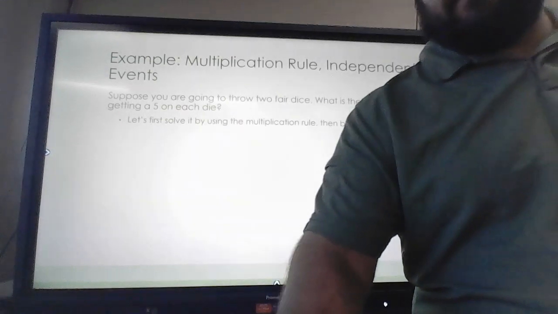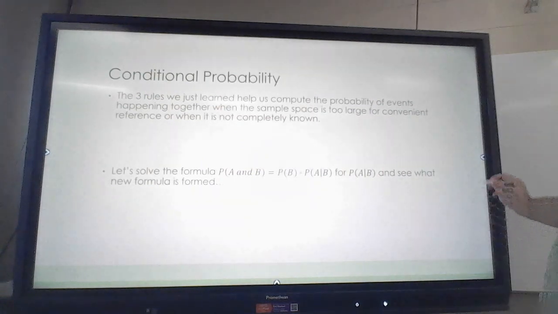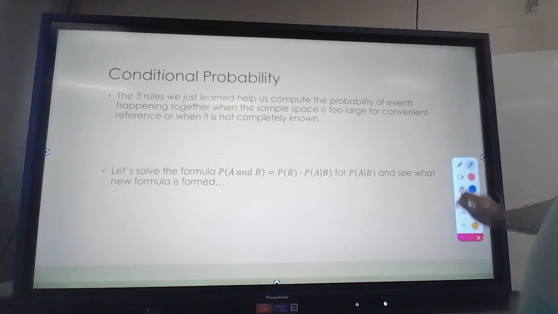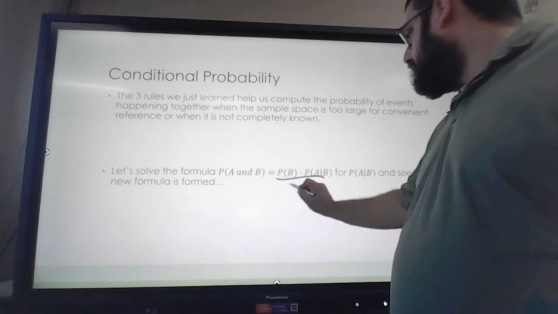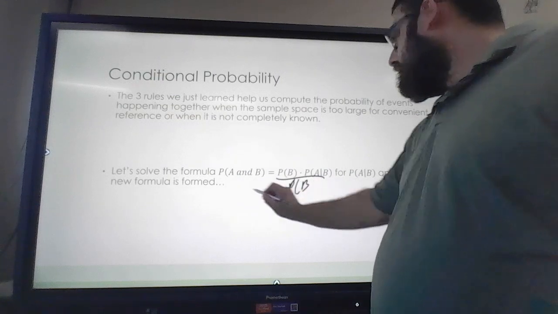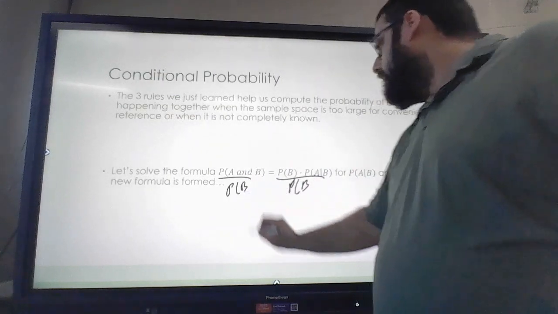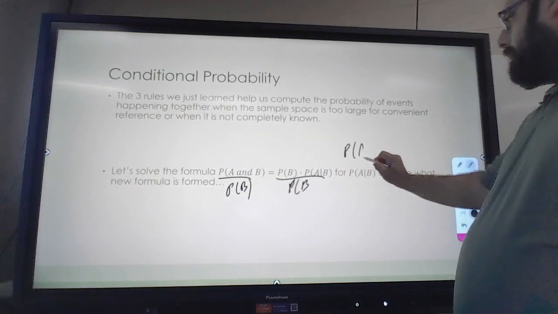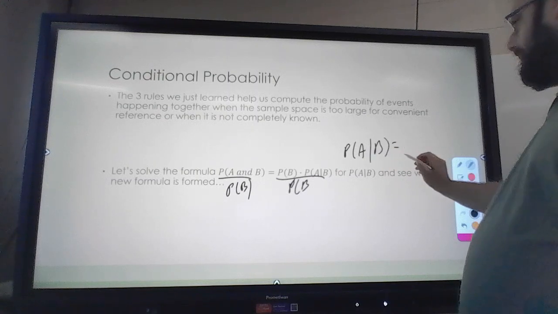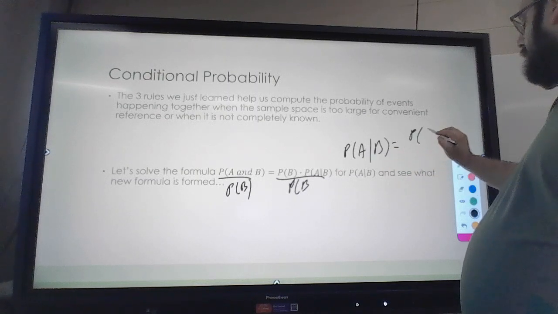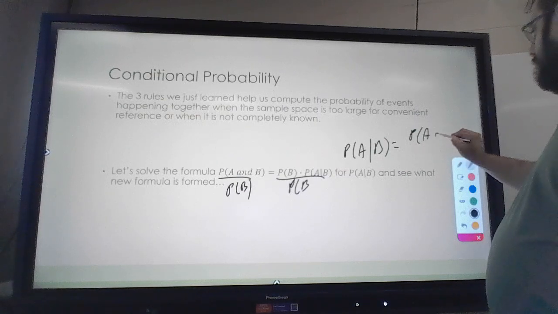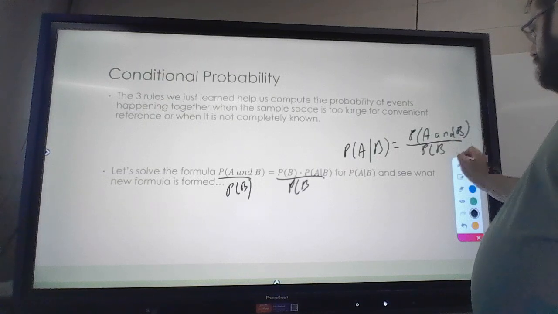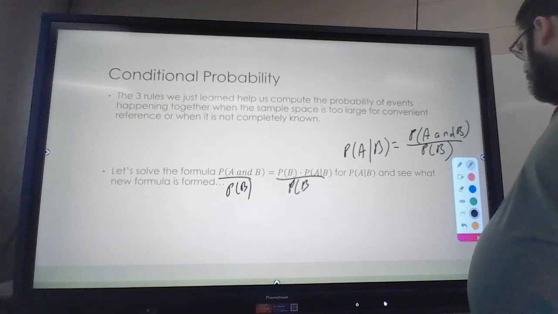Well, if I solve this by dividing both sides by the probability of B, then I get a formula for that conditional probability. So if I divide both sides by the probability of B, I end up with a formula for finding that conditional probability: the probability of A given B is equal to the probability of A and B divided by the probability of B.